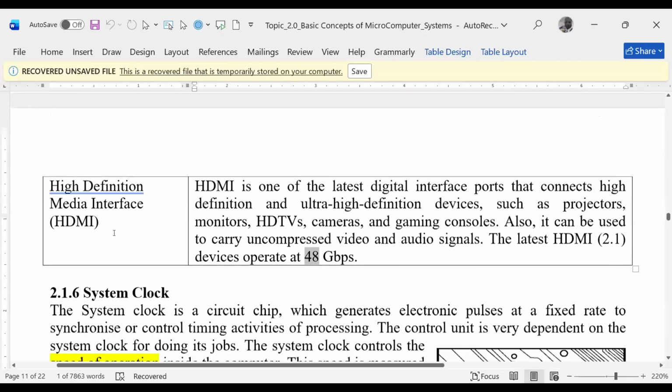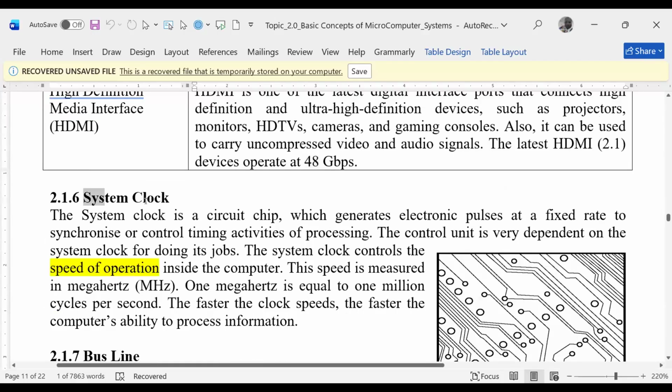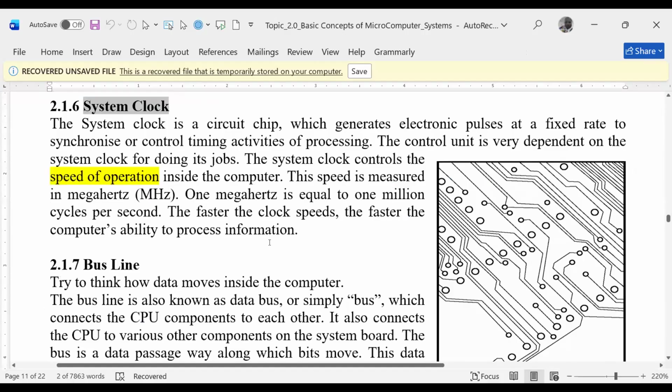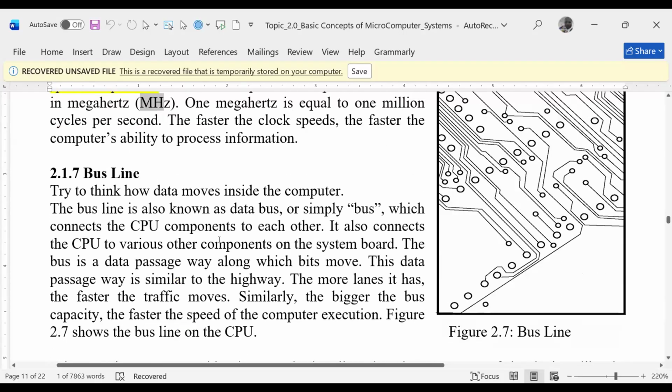Good. This is also another part of the CPU: the system clock, the bus lane. You have mentioned the system, the bus, how it works. The CPU is measured in hertz, whereby the memory, the processor, and the hard disk are measured in bytes. The system clock here is a circuit chip which generates electronic pulses at a fixed rate to synchronize the timing. Good. There's a clock assigned to your computer system. That's why when you switch on, it shows you the time, etc.